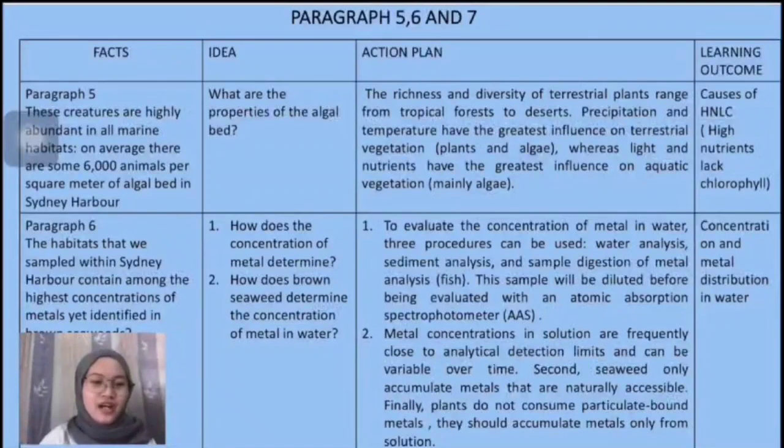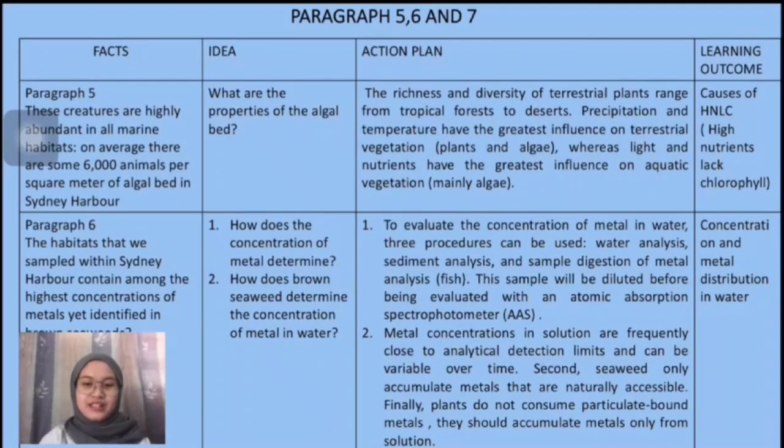So today I will present the table for paragraphs 5, 6 and 7. From paragraph 5, the idea that we got is what are the properties of the algal bed. From this idea, the action plan that we got, resulting in the learning outcome, is the causes of high nutrients like chlorophyll, which occur in the sea algal bed.